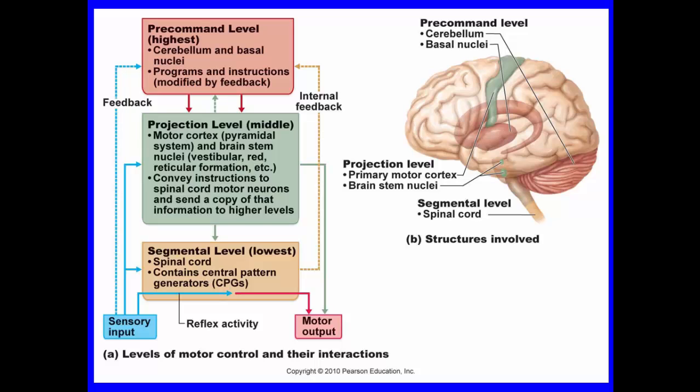So that's where you're going to have the motor cortex and the brain stem nuclei. And they're going to convey instructions to the spinal cord motor neurons and send a copy of the information to higher levels. So it's almost like saying, I am at a certain level. I tell the spinal cord to do something, but I'm also letting the brain know at the same time this is going on. Now you might say, well, isn't this minutia?